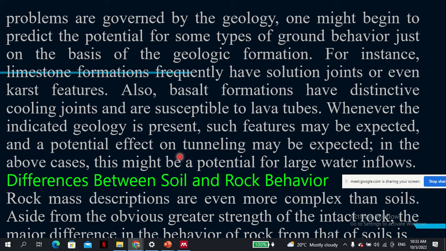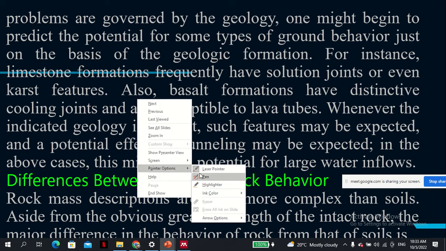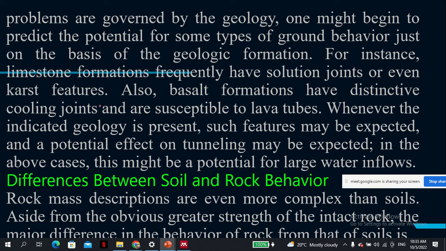So, of course, we know that limestone is susceptible to being dissolved by acidic rain. I think you know this. So because of this, if for example you know that the material you're working in is limestone, then you know what to expect.